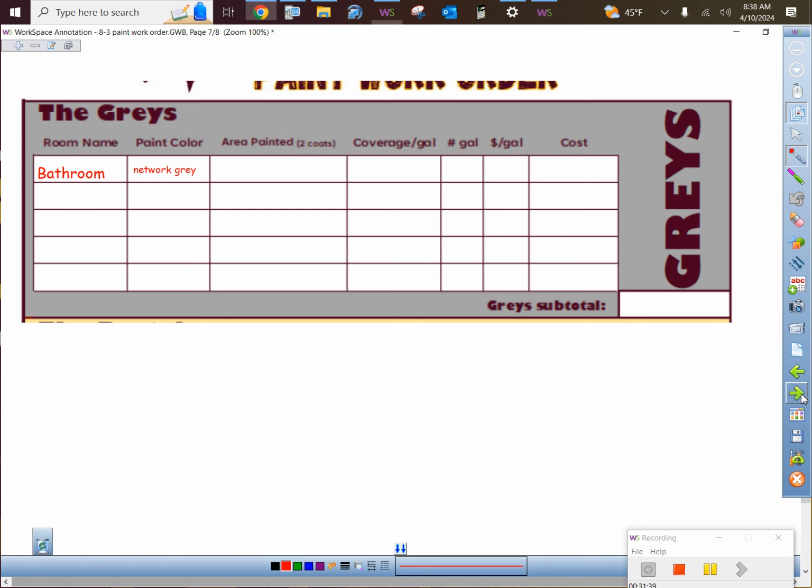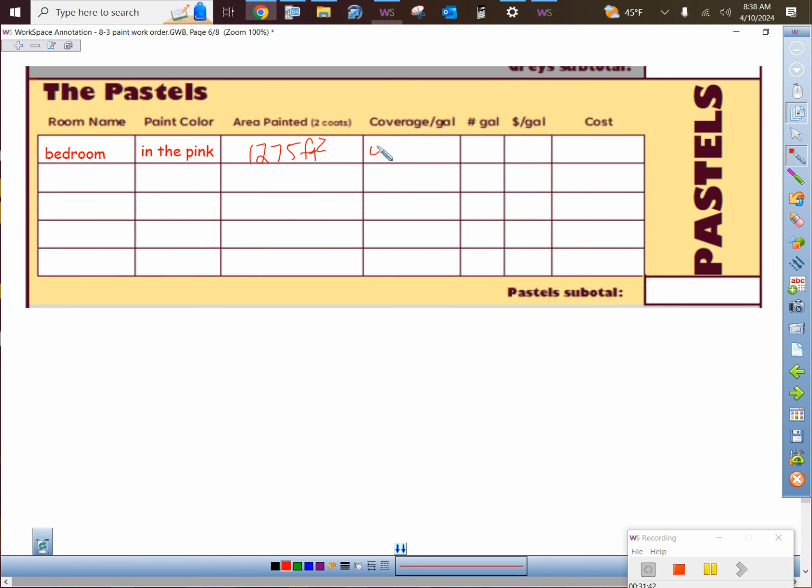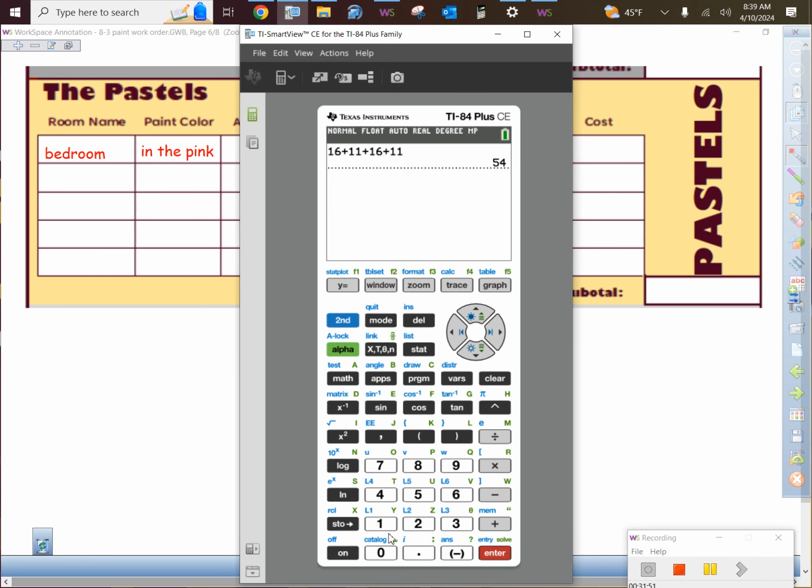So isn't that 400 square feet? Sorry, went the wrong way. 400 square feet. So how would I figure out how many gallons I would need? I have to paint 1275 square feet, and each one covers 400 square feet. How would I figure that out? Divide 1275 divided by 400.